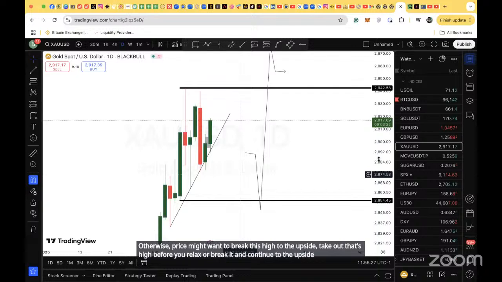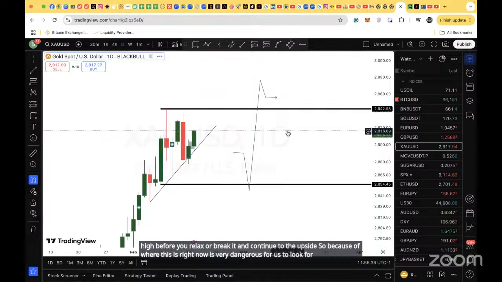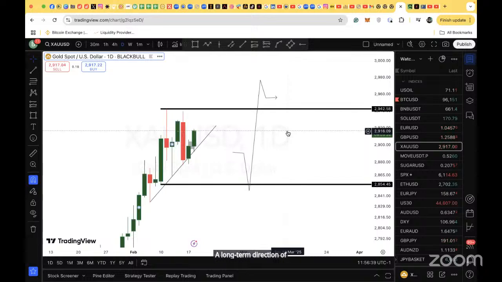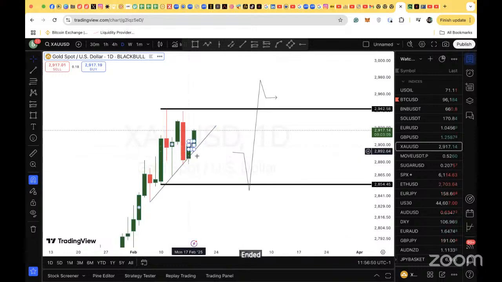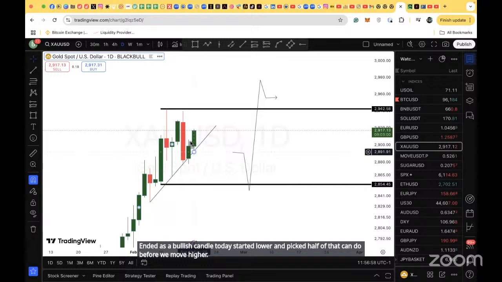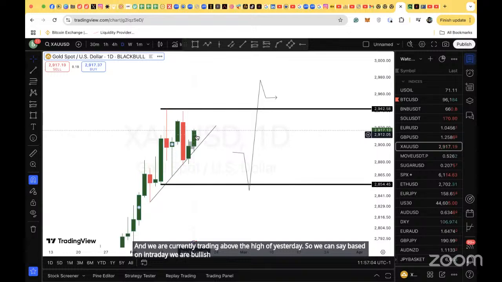Because of where it is right now, it's very dangerous for us to look for a long-term direction of this market. However, looking at price action market structure, we see that the price yesterday ended as a bullish candle. Today started lower and peaked half of that candle before we moved higher, and we are currently trading above the high of yesterday. So we can say, based on intraday, we are bullish. If we go down to scalping, we cannot sell. We just have to remain bullish because there's no structure for a sale yet.